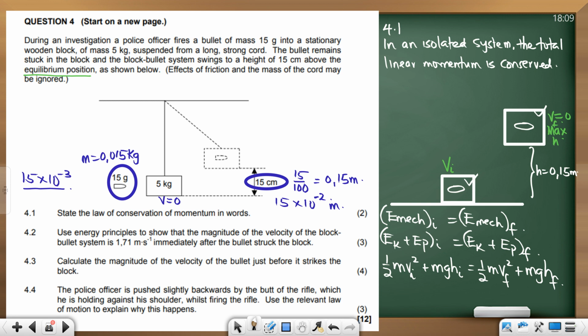Okay, what is given? 5 is the mass of the block. But what are we talking about? The bullet-block system. It's the bullet and the block. Why do we add? The block is 5. The bullet is 0,015. Now we are joining the bullet and the block together. Is it becoming heavier?